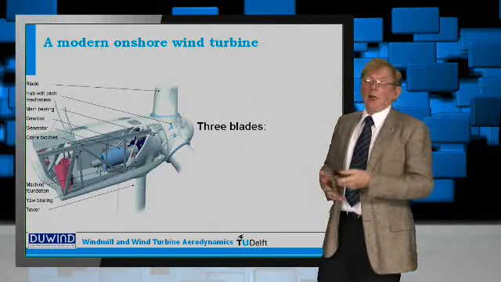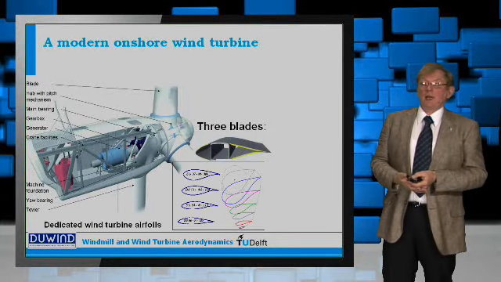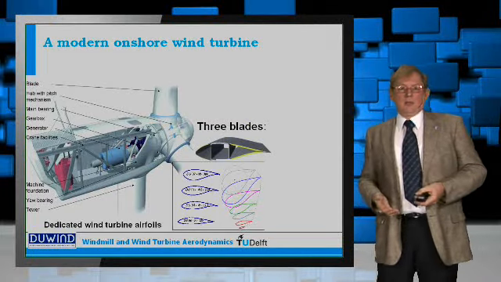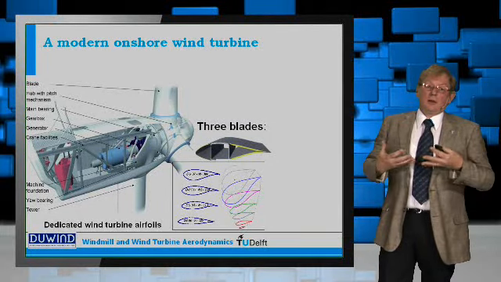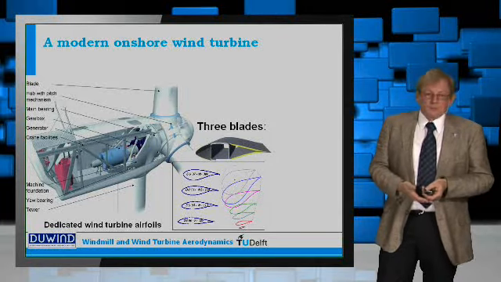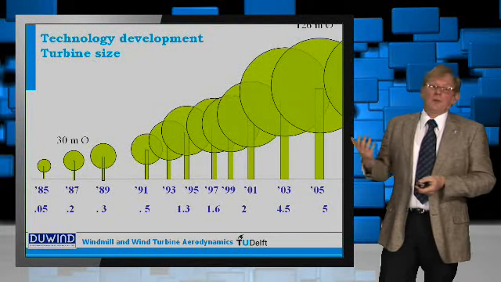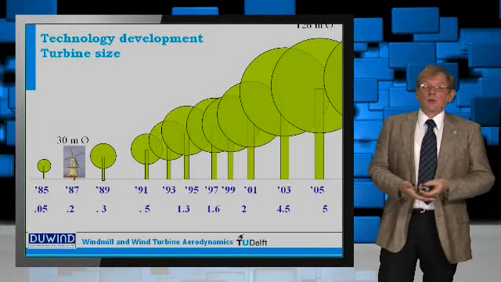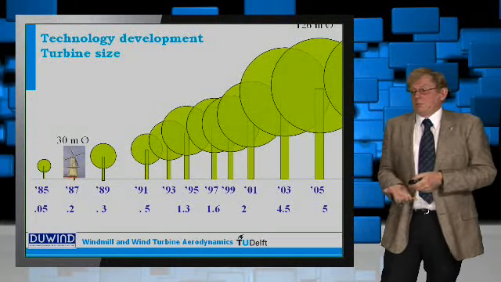So this is where we are ending up with, a modern onshore wind turbine having 3 blades, and actually these blades have airfoils that are no longer taken from the aerospace industry. They are designed specifically for application on wind turbines, and amongst others, we do that at Delft University of Technology. Well, what about the size? Well, the sizes up to the end of the 80s were in fact similar to the sizes of our old Dutch windmills, which means we had diameters of, let's say, 30 meters, more or less.